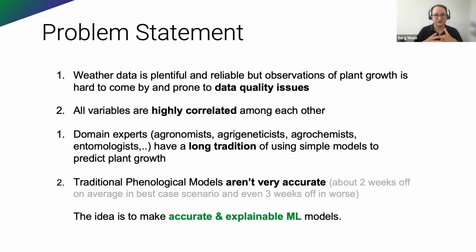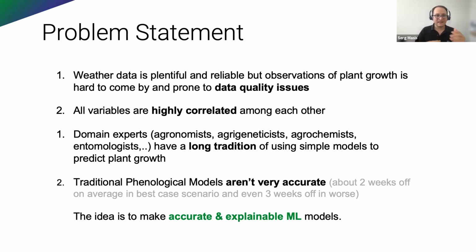Domain experts such as agronomists, agrogeneticists, agrochemists, and entomologists have a long tradition of using simple models to predict plant growth. But traditional phenological models aren't very accurate. They're about 2 weeks off on average. In some cases, it might be less, like less than a week, more or less a week. But even 3 weeks in the worst case scenario.